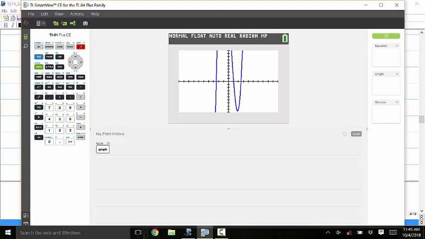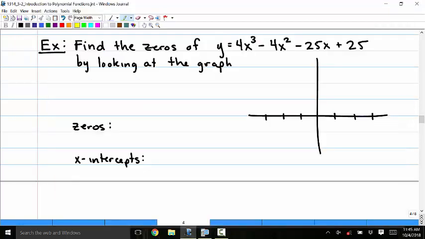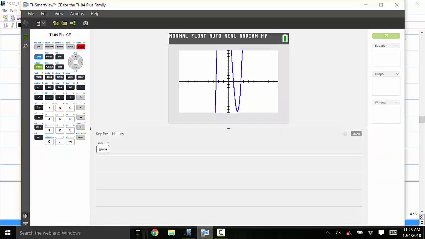Okay, in behavior, let's go review real fast. In behavior, 4x cubed, odd degree, positive leading coefficient. What's the end behavior going to look like? It's going to be down, up. Keep that in mind. On the calculator, is it down, up? Well, it's going to go like that, right? So it's down this way, and it's up that way.